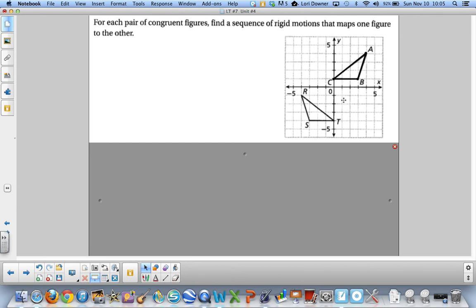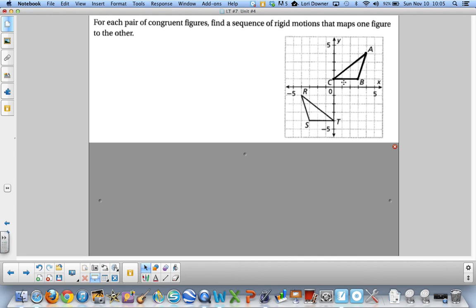Go ahead and graph this on a piece of graph paper, ABC, graph RST, and then try to come up with a sequence of rigid motions that will map this triangle to this one. Could it be a reflection and then a translation, or a rotation and then a translation? Go ahead and see what you come up with. Press play when you are finished.